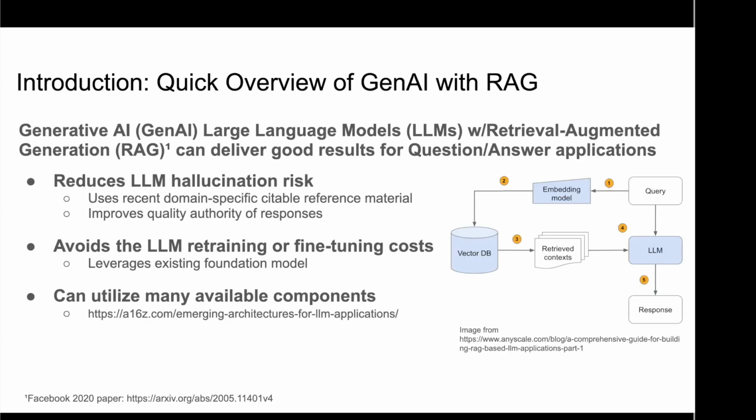Some of the benefits of using RAG in combination with large language models: it allows you to do three major things. One, it reduces the hallucination risk of a large language model on its own by augmenting the large language model with various other different sources of data that are oftentimes much more fine-grained and detailed. And because of that fine-grain and detail, you reduce the risk of hallucination, and you also improve the quality and authority of the responses that you give back.